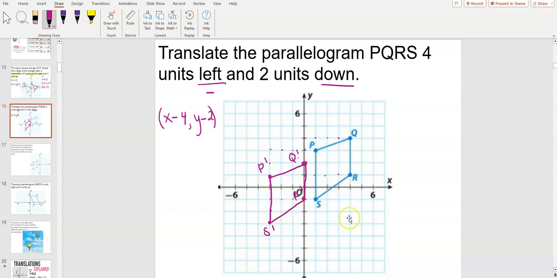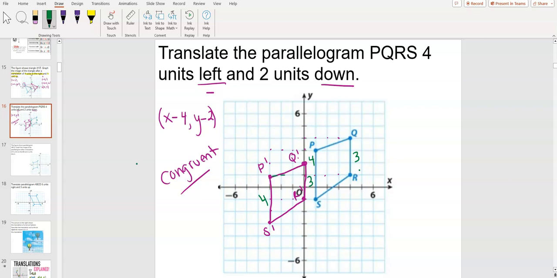Now again, remember, we said that when I translate, my shape is congruent. Now I can kind of tell that this is the same size and same shape, but obviously since I'm drawing it by hand, it might look a little different. So how can I double check that this is truly the same size and the same shape as my original figure? Well, one way would be to count, okay? This side from Q to R is 3 boxes. If Q prime and R prime are 3 boxes, I know that side is congruent. The side P to S is 4 boxes. If P prime to S prime is 4 boxes, I know that's congruent.